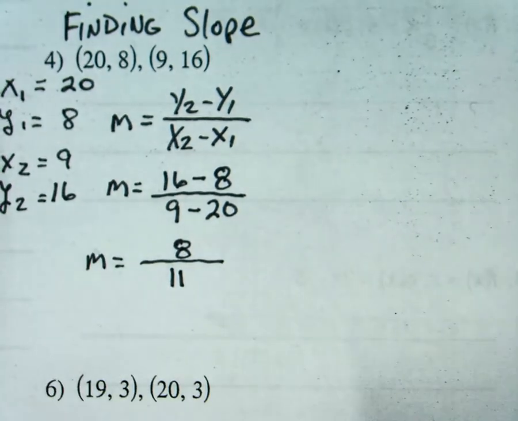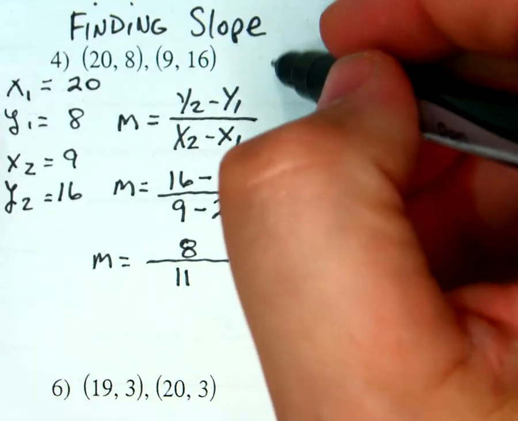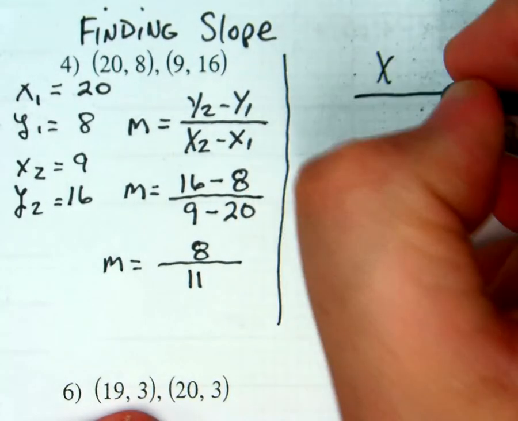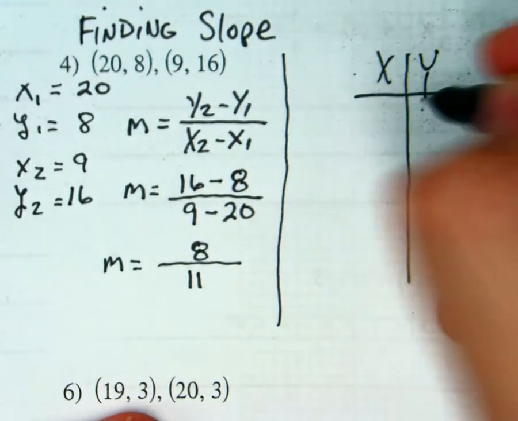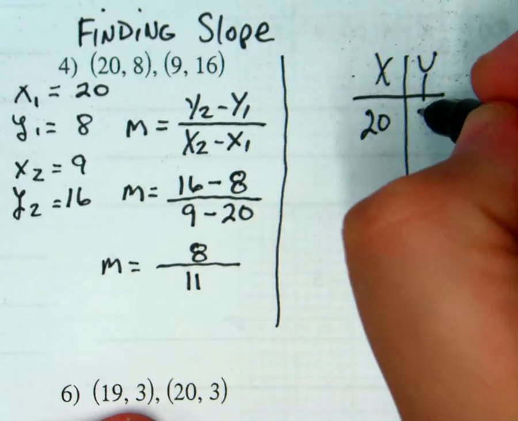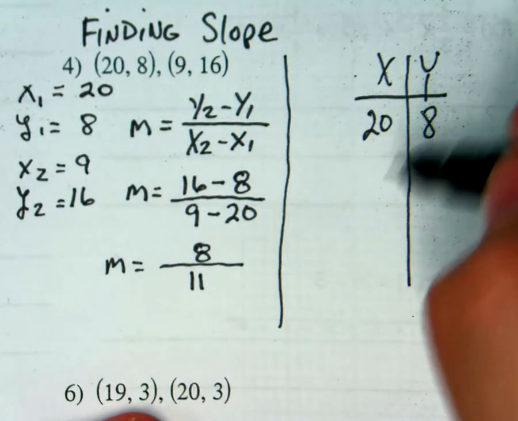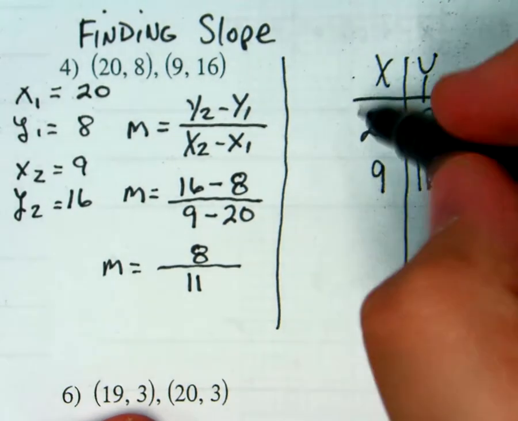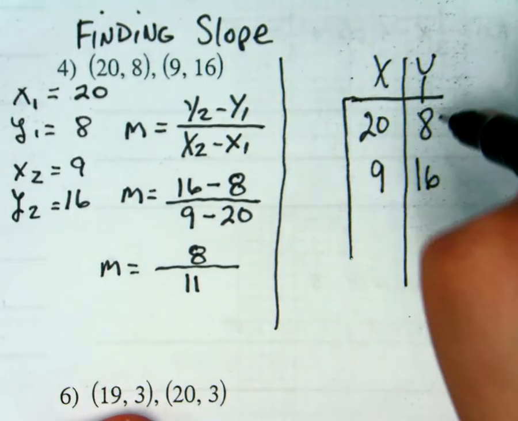And there's our slope. A second way to do this is to examine the differences in a table of values. All we have to do is plot the two points in the table of values. We have 20, 8. Put it in there. We have 9 and 16. And now calculate your differences.